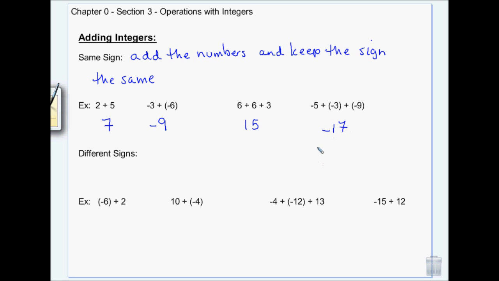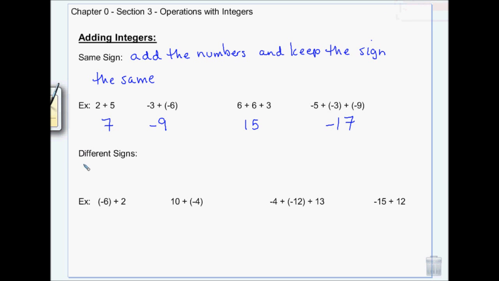So if you have a hard time with positives and negatives, start thinking about money. Positives are money you have. Negatives are money that you borrowed or that you owe. If I borrow $5 from you, and then I borrow another $3 from you, and then I borrow another $9 from you, I owe you $17, right? It's easier to think about if it's just -5 minus 3. Not for some people. It depends.